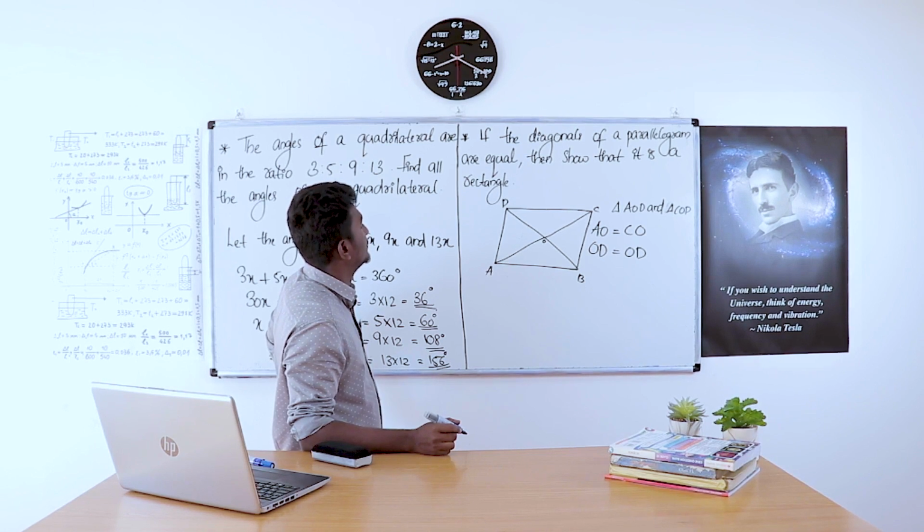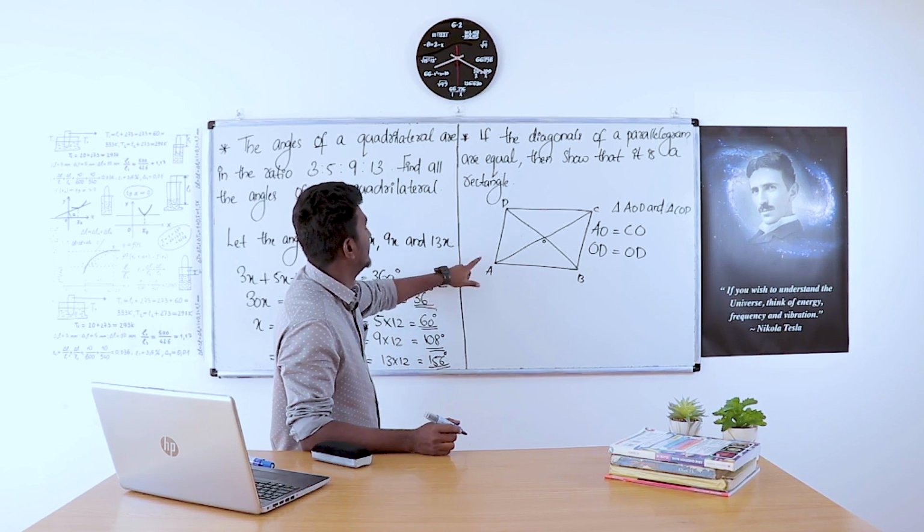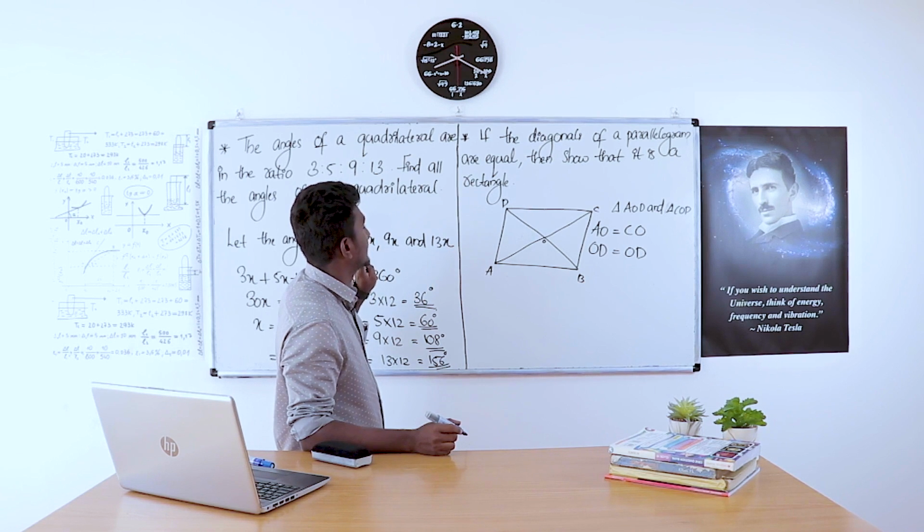What do we have to prove? We didn't know that AD and CD are equal. This is a parallelogram, so what will we do next? We got two conditions, AO is equal to CO and OD is the common side.